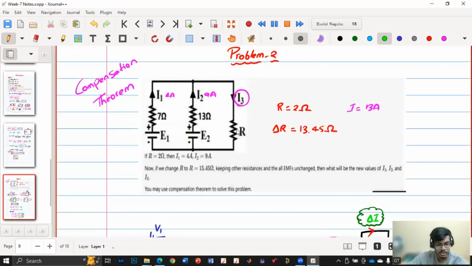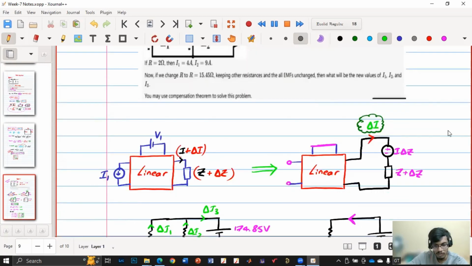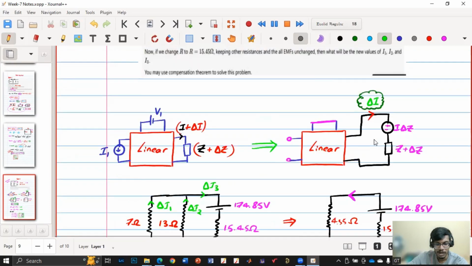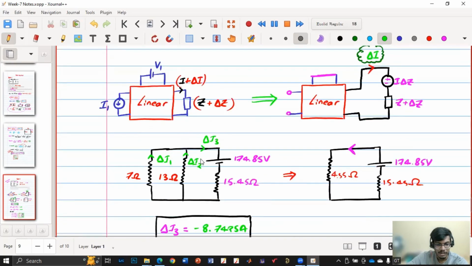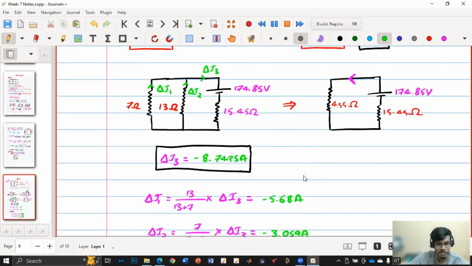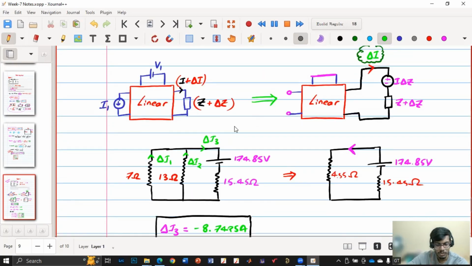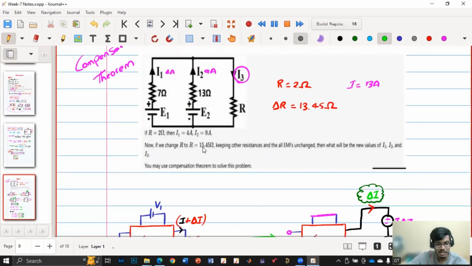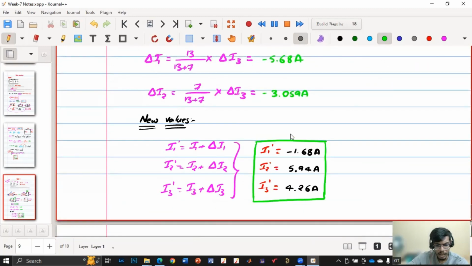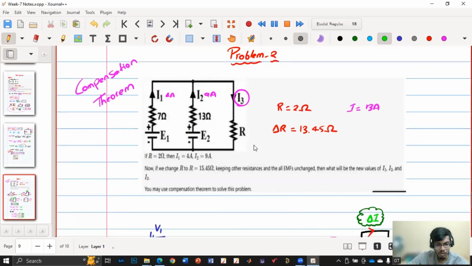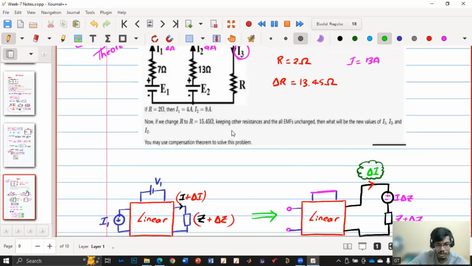In the second case, the compensation theorem, they changed the resistance. We drew exactly whatever we learned today, following the same conventions, and we realized that delta I1, delta I2, delta I3 are coming negative, but we still proceeded with the negative values because they could be negative depending on things. When the resistance is increased, the current is decreasing, which is a fact. You should not always think that if R is increased, then I plus delta I is positive, but it is not like that.